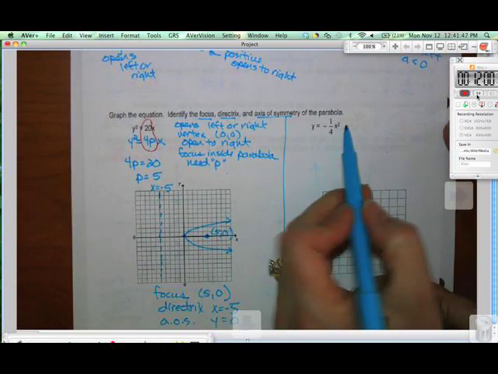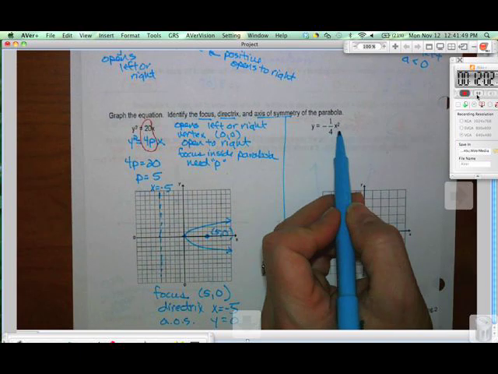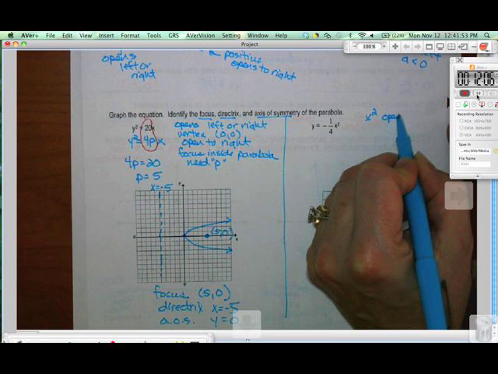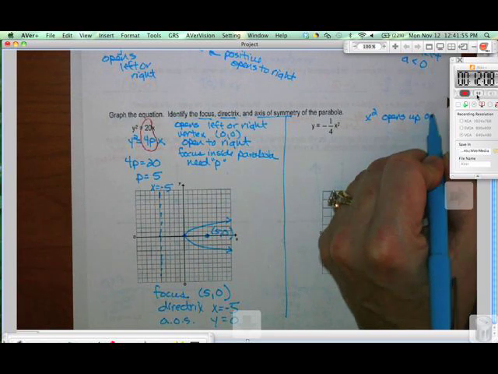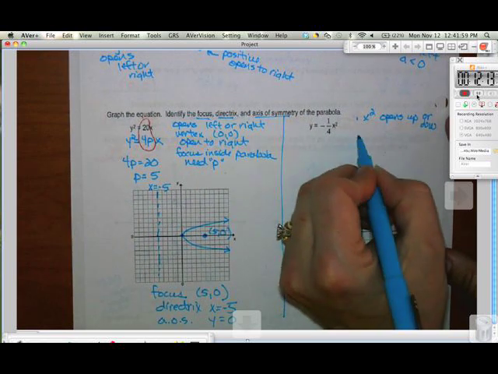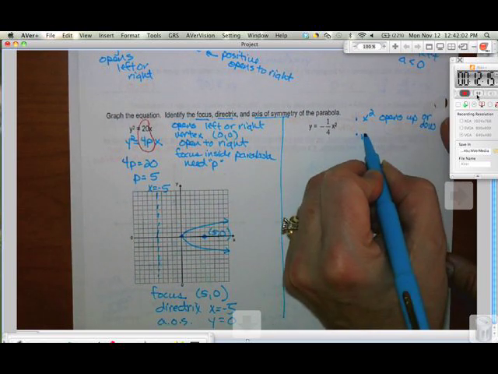Okay, here I see that this is x squared, which tells me that it's going to either open up or down. But what I really need to do is solve for x squared. I need to get x squared by itself.